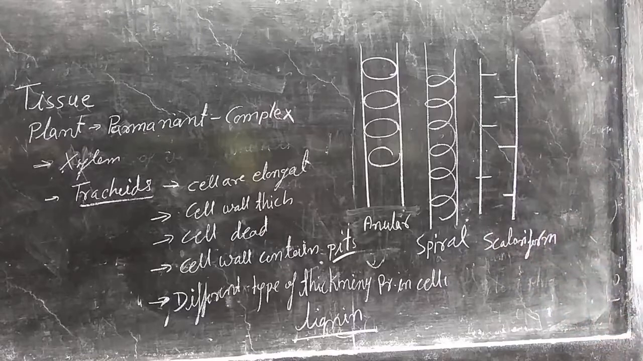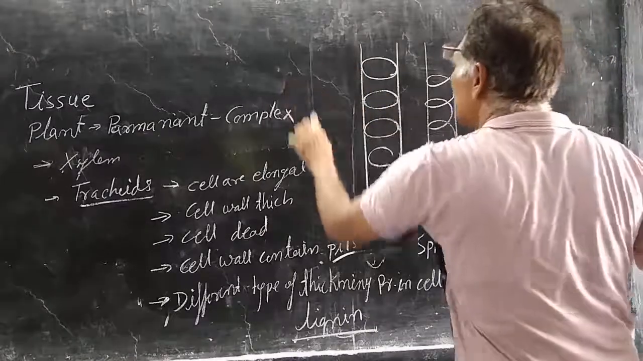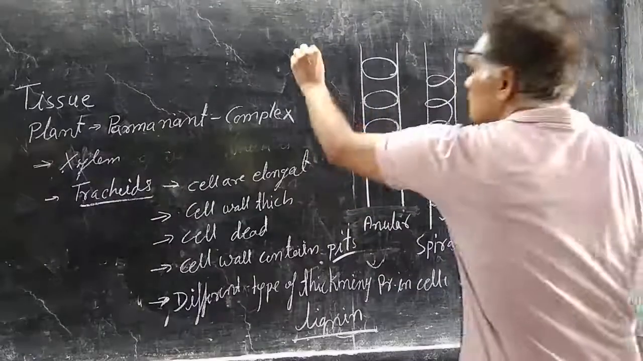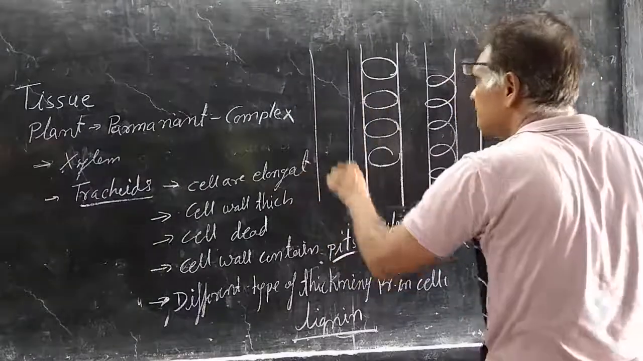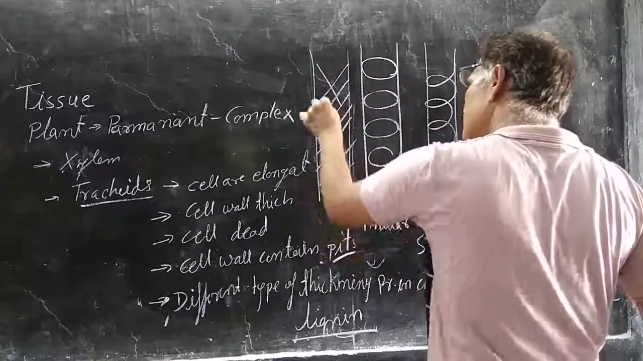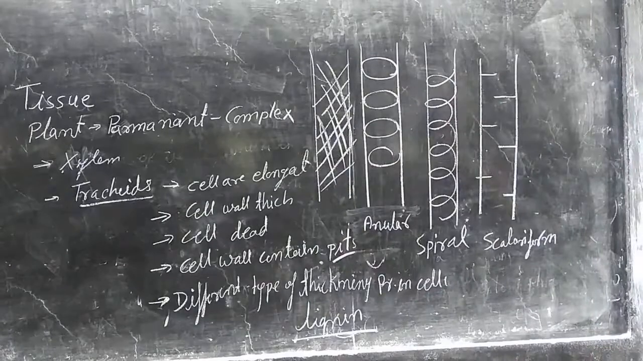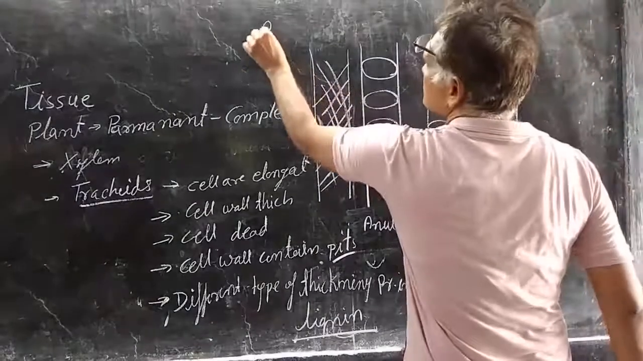This type of thickening is known as scalariform. If this thickening occurs in the form of a network, like this, irregularly forming a network, this type of thickening is known as reticulate.